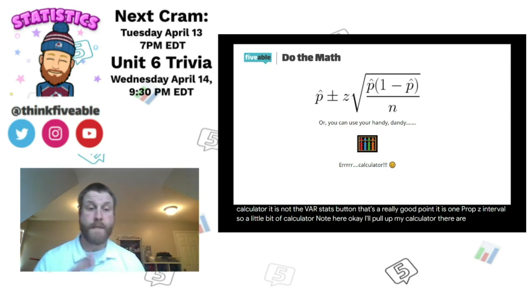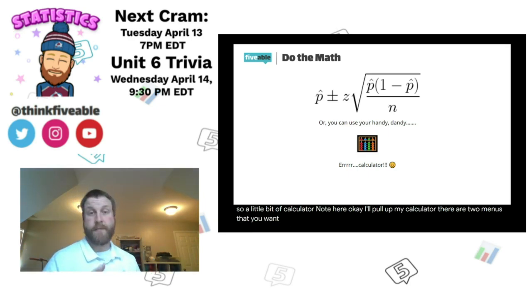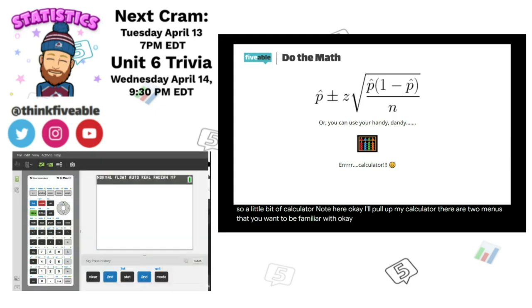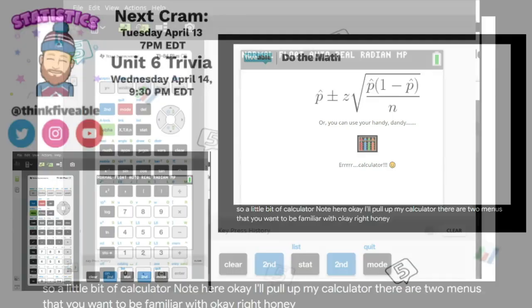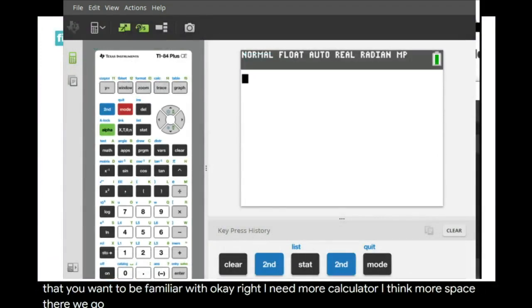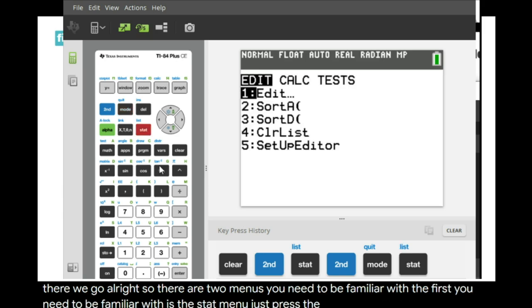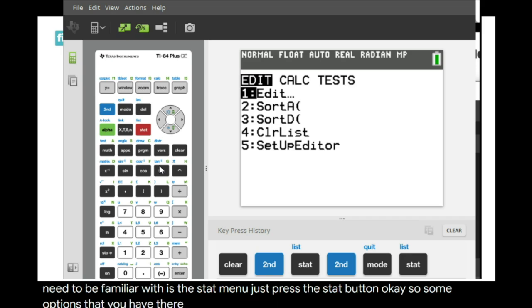There are two menus that you want to be familiar with. All right, I need more calculator. I need more space. There we go. All right. So there are two menus you need to be familiar with. The first you need to be familiar with is the stat menu. Just press the stat button. Okay, so some options that you have there. You can enter data in. That's where stat edit comes into play.